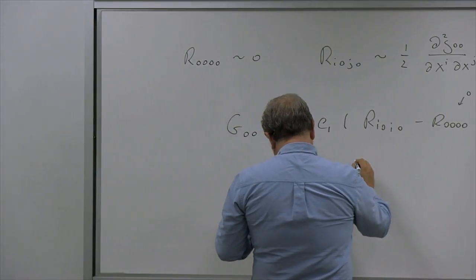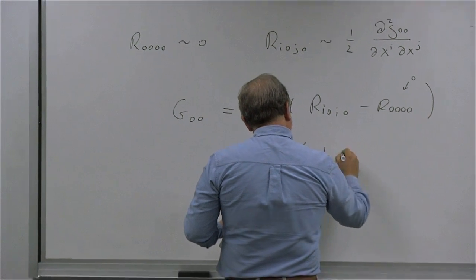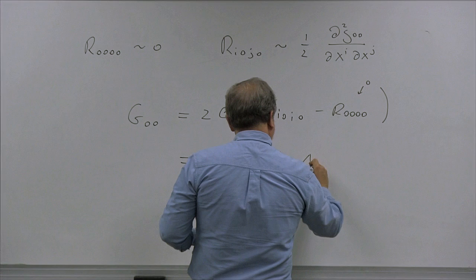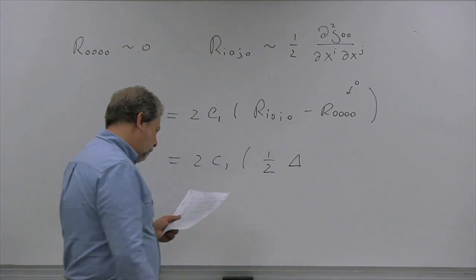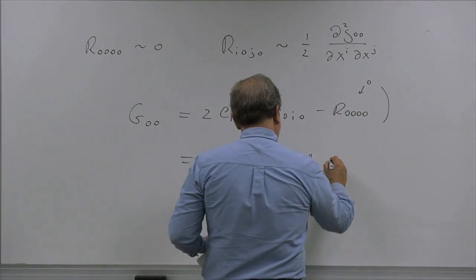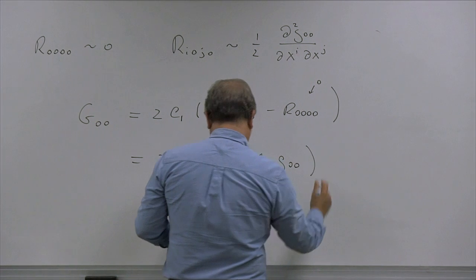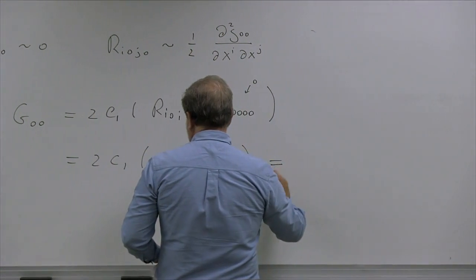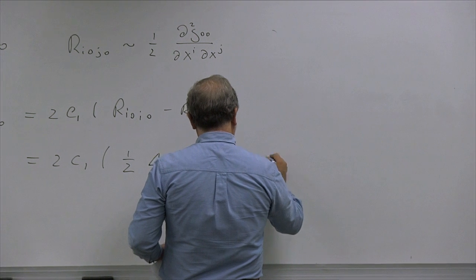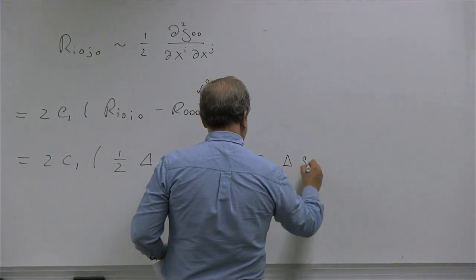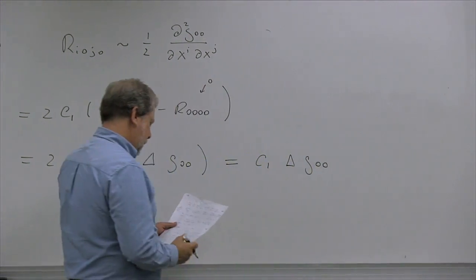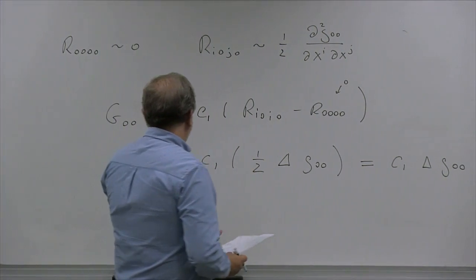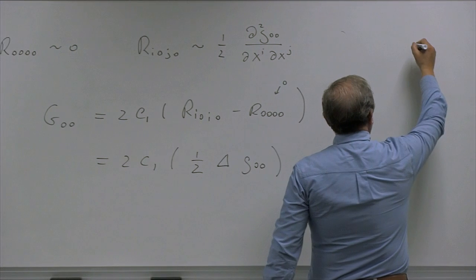So it's 2c1 times 1/2 times the gradient squared, or the Laplacian, of G naught naught. And so the 1/2s cancel out, and we get just c1 times the Laplacian of G naught naught. Right? And so now we compare this to the original equation.